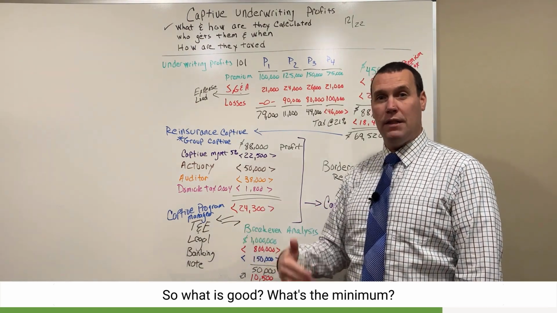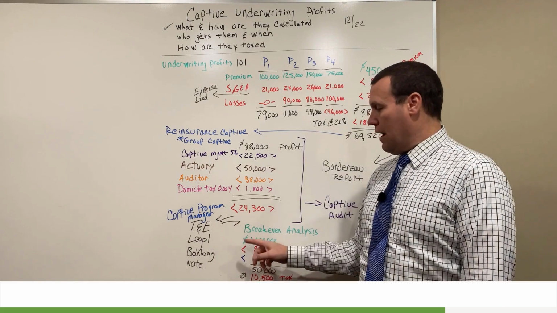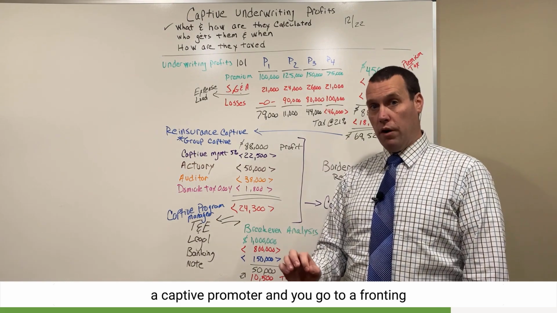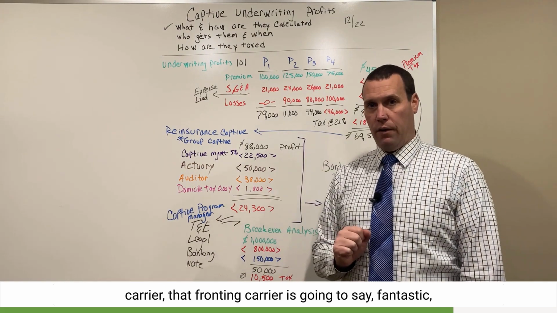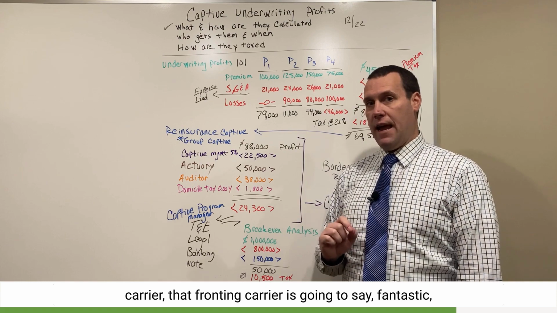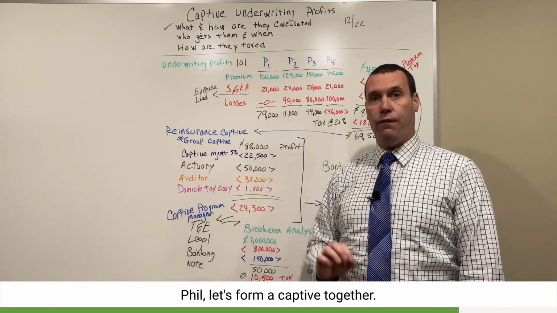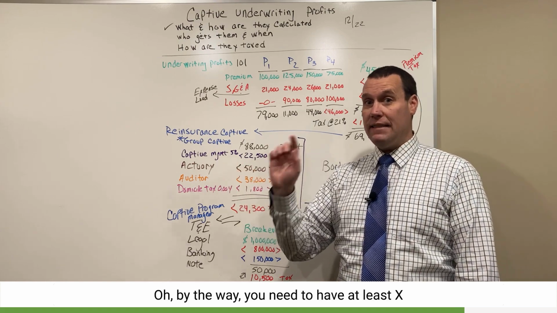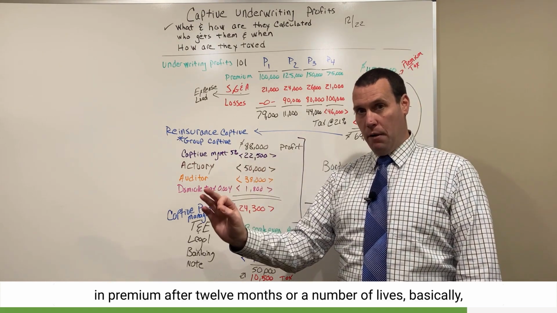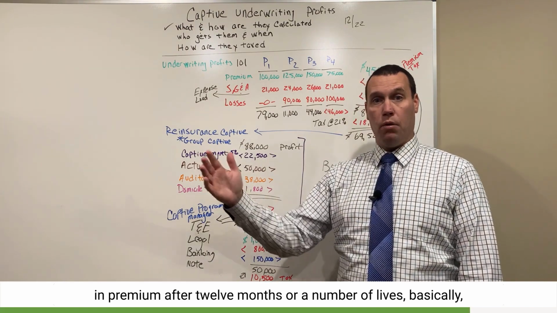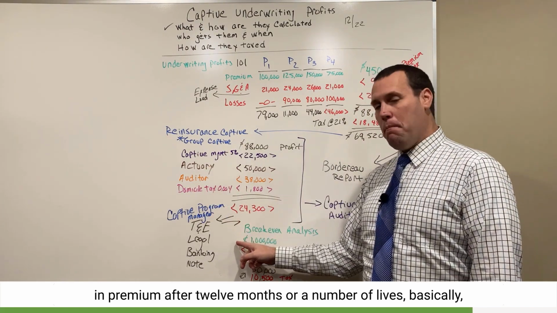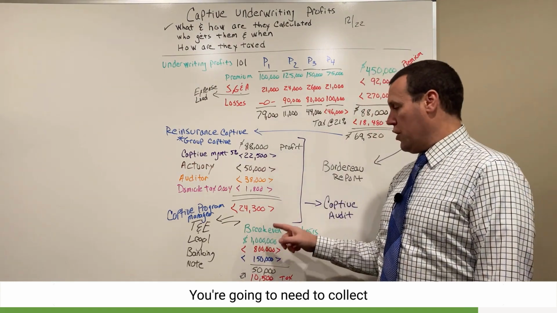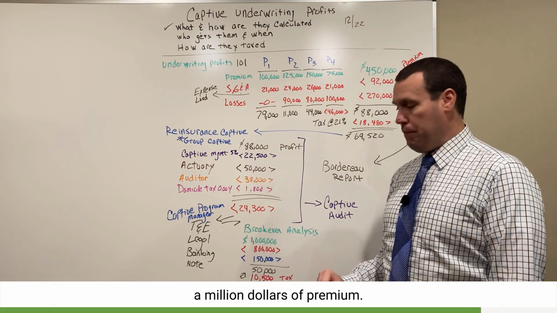So what is good? What's the minimum? What's the break even? You've heard me say this before, that if you're a captive promoter and you go to a fronting carrier, that fronting carrier is going to say, fantastic, Phil, let's form a captive together. Oh, by the way, you need to have at least X in premium after 12 months or a number of lives. Basically, that boils down to about $1 million of premium. You're going to need to collect $1 million of premium.